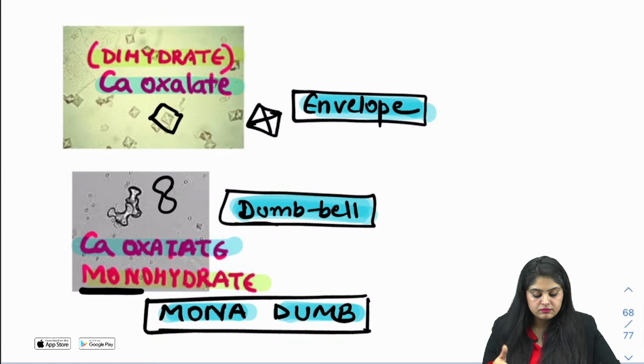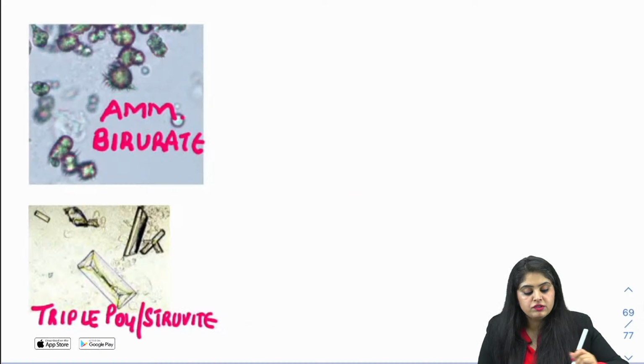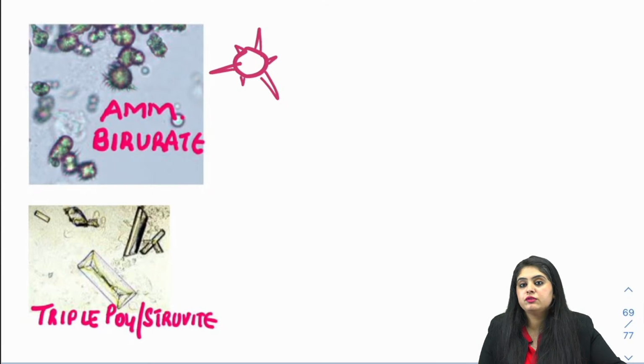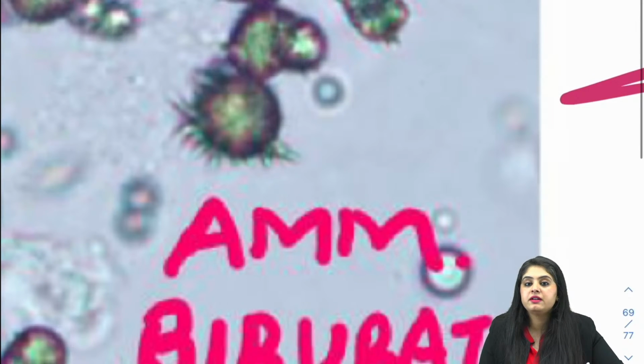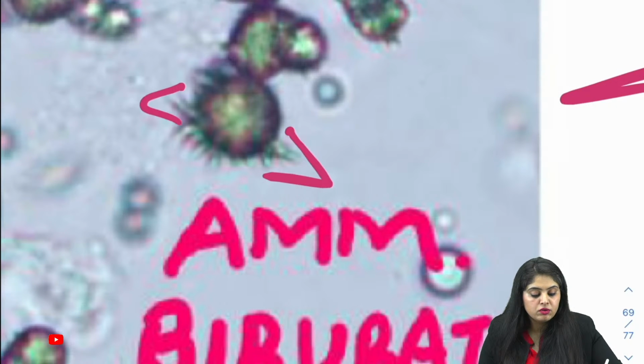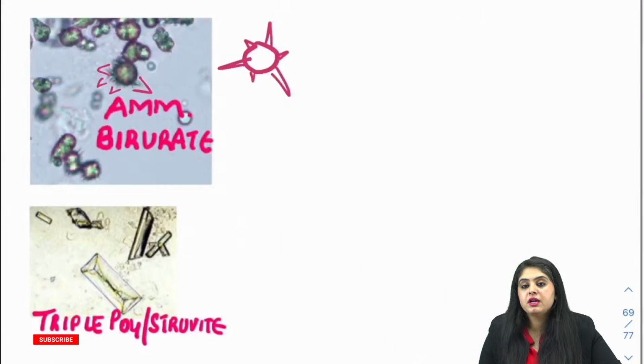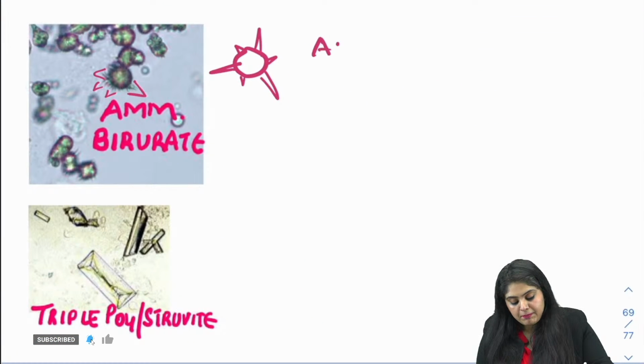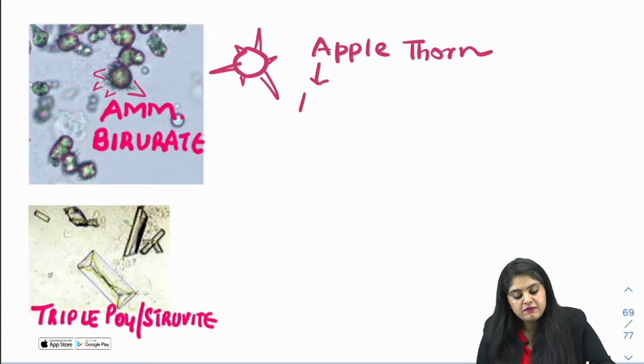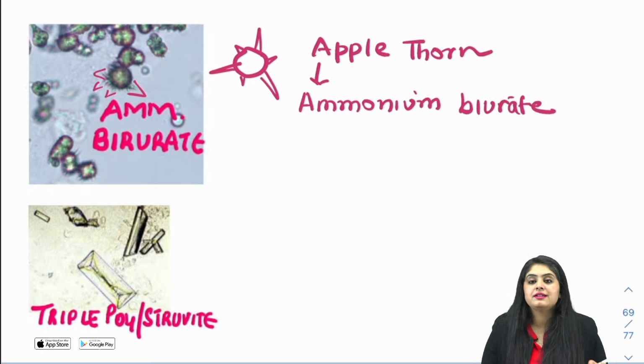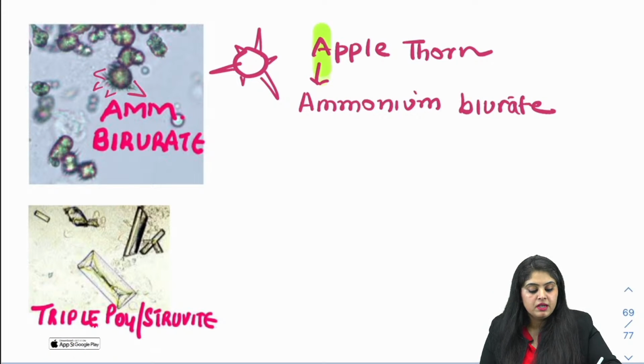Easy to learn. The next one, ma'am, which crystal is going to have thorns, spikes? If you zoom into this, you will visualize better. Yes, I can see something is coming out of them. Some spiky thorns are coming out of it. These are known as apple thorn projections. A for A. Which crystal am I talking about? Ammonium biurate. That is A for A. Apple thorn matlab ammonium biurate.